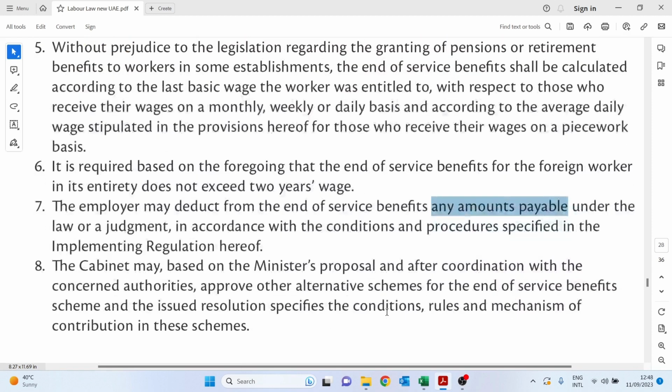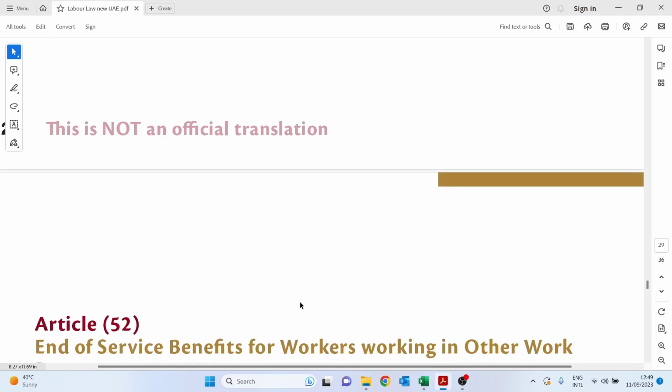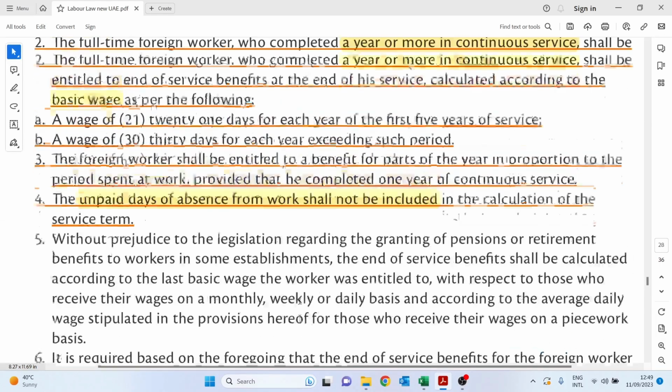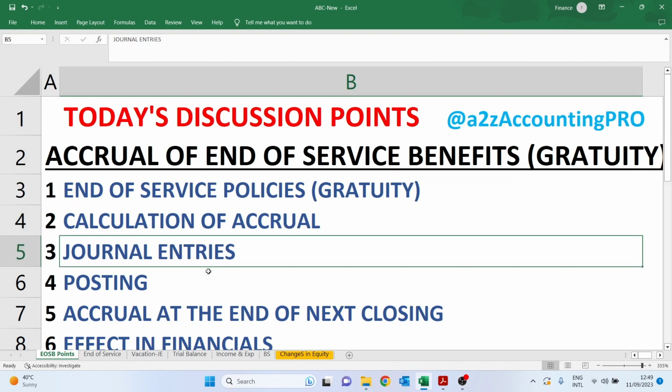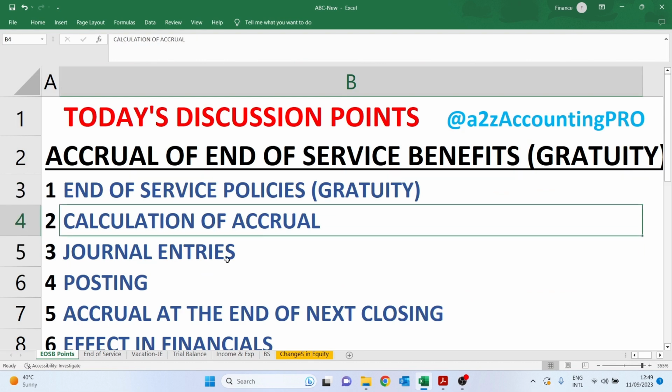So the eighth one, the cabinet may, based on the minister's proposal and after coordination with the concerned authorities, approve other alternative schemes for the end of service benefits scheme, and the issued resolution specifies the conditions, rules, and mechanism of contribution in this scheme. So that is all about the law that explains the end of service scheme. Now let us go back to the entries calculation. Okay, the first point is finished. The second point is calculation of accrual.